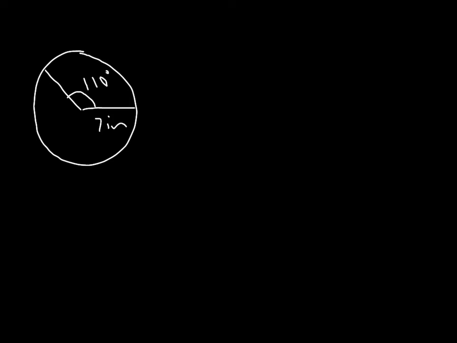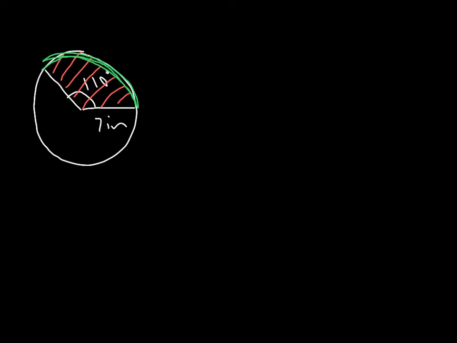Okay, and so when I want to find the area of a sector, I'm talking about this portion of the circle. And if I want to find arc length, I'm talking about the distance, part of the circumference, just within that 110 degrees of the circle.